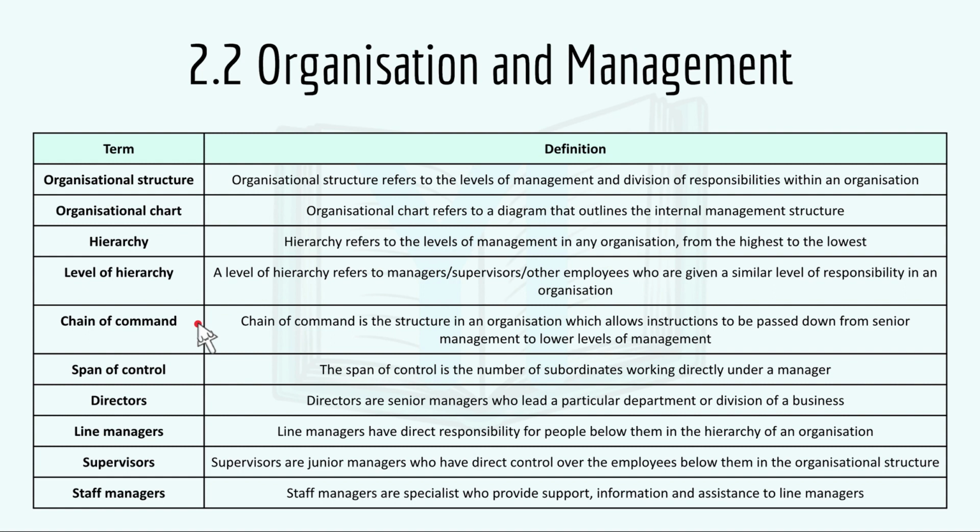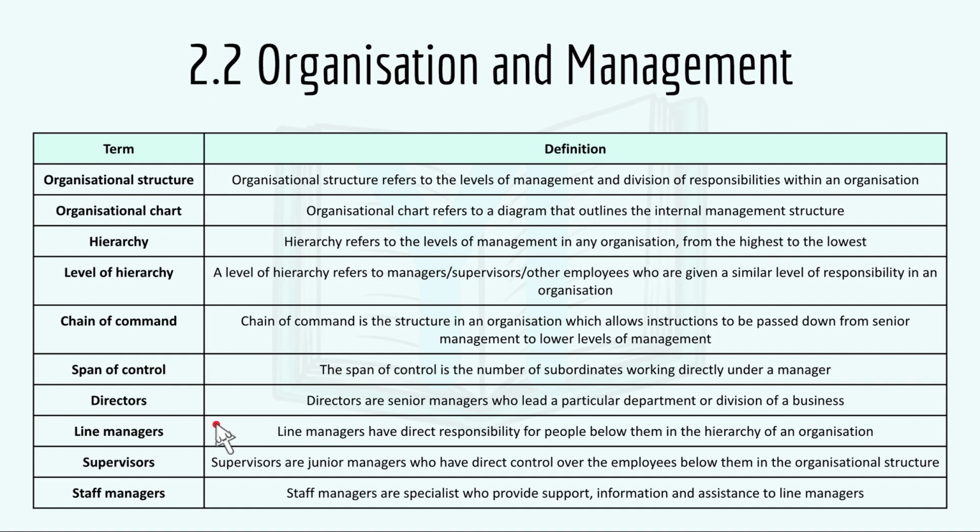The chain of command is a structure in an organization which allows instructions to be passed down from the senior management to lower levels of management. The span of control is the number of subordinates working directly under a manager. And directors are senior managers who lead a particular department or division of a business.